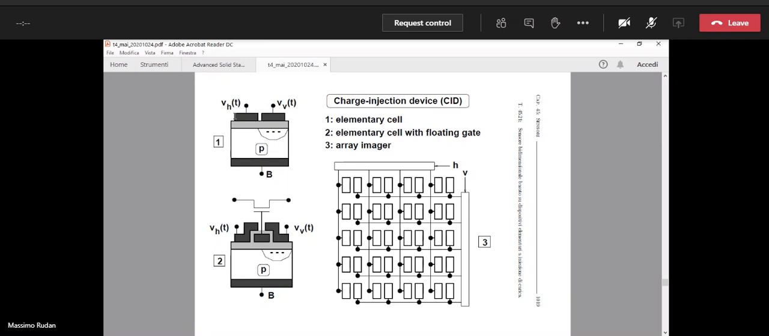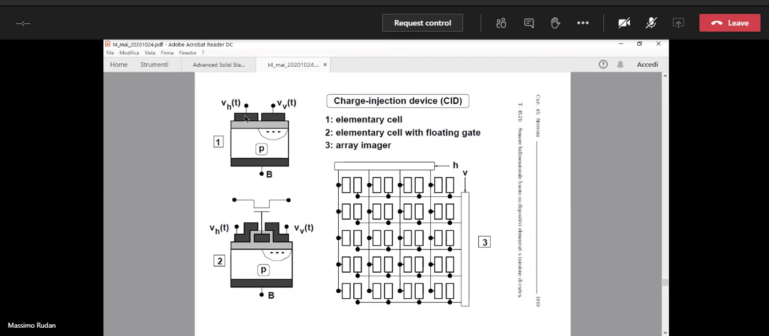Consider two photocapacitors, one near the other, and they are operated independently. So the photocapacitor on the left is operated with the gate clock that is called VH. H stands for horizontal, we shall see why. And the other one is operated with another gate voltage that is called V sub V. V stands for vertical, okay?